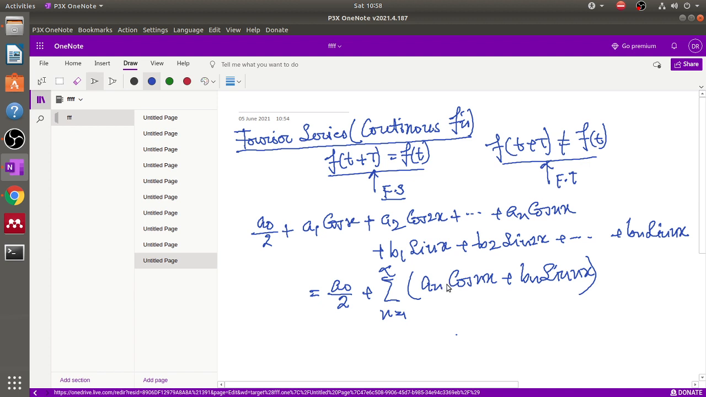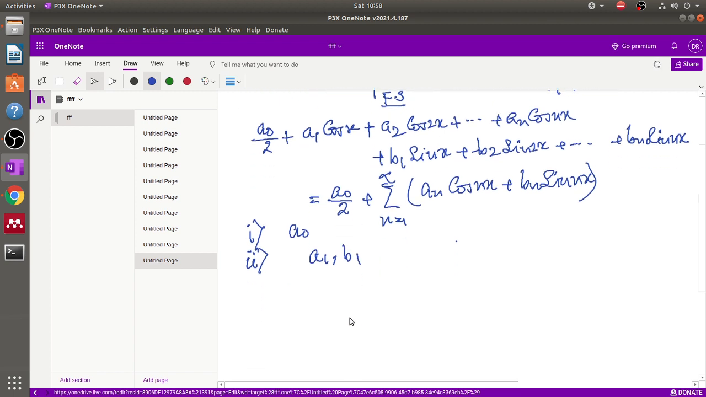A periodic function f(x) can be expressed in a Fourier series, and the series consists of the following parameters. Number 1, a0 is called the DC component of any electrical signal or any signal. Number 2 is the fundamental frequency determined by both a1 and b1, a1 for the cos component and b1 for the sine component. And number 3, most important, the components of the harmonics, multiples of the fundamental frequency, determined by a2 to an and b2 to bn. These are known as Fourier coefficients or Fourier constants.